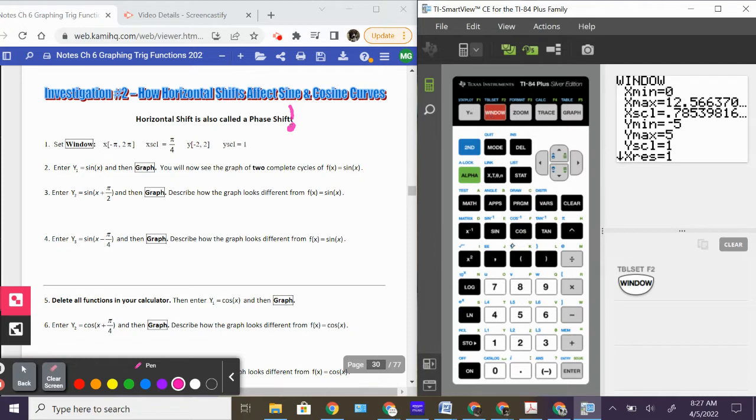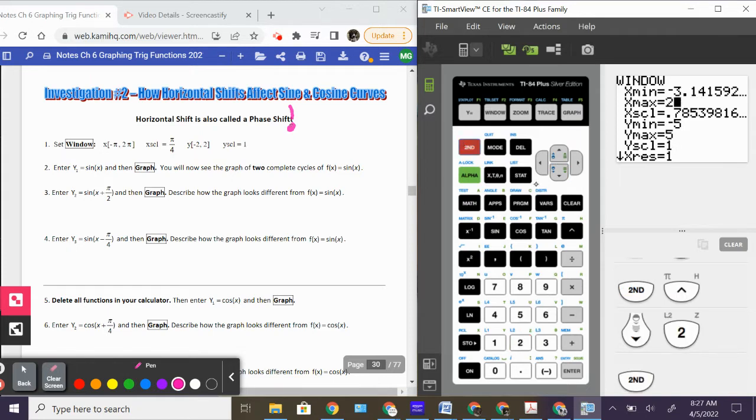And kind of like we did before, we're going to have the x value be negative pi. The right value will be 2 pi. And of course, our calculator turns it into decimals. It's okay. This was pi over 4. So if you had to, the x scale will be pi over 4. Mine's already there from the last time, so I'm not going to switch it. And then for our heights, we're just going from -2 to 2. And we're keeping that scale as 1.